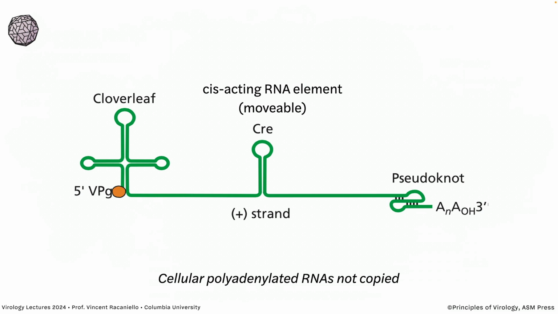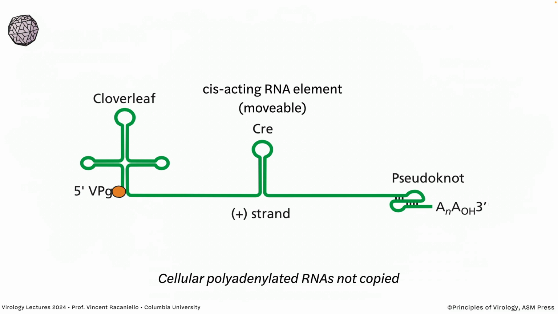So this is another kind of view of the viral RNA, which shows some important secondary structures. Remember, I said secondary structures happen in RNA, and they are functional. So for polio RNA, we have a cloverleaf at the 5' end.